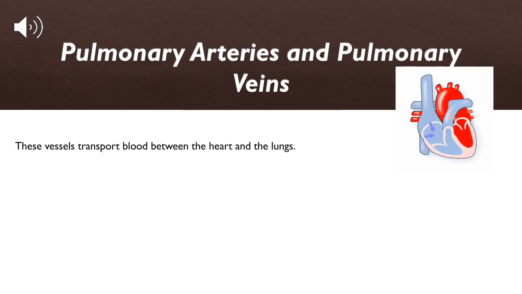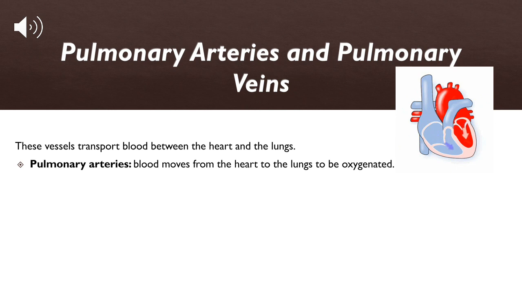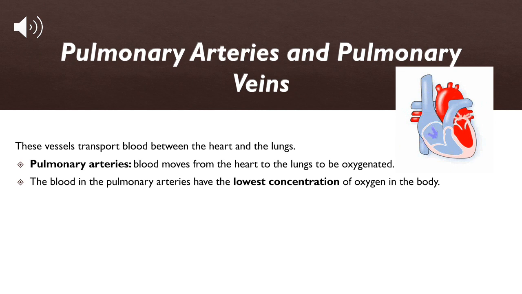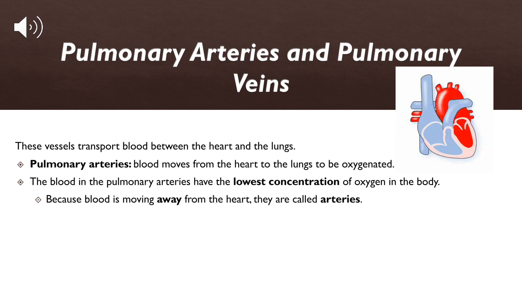The pulmonary arteries and the pulmonary veins transport blood between the heart and the lungs. So, through the pulmonary arteries, blood moves from the heart to the lungs to be oxygenated. The blood in the pulmonary arteries will have the lowest concentration of oxygen in the body. But because blood is moving away from the heart, these vessels are still called arteries.